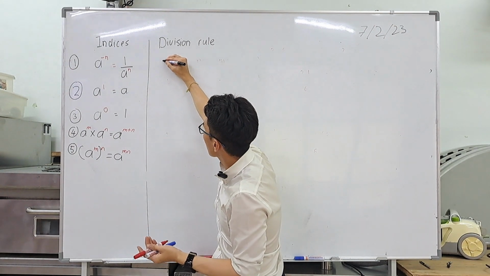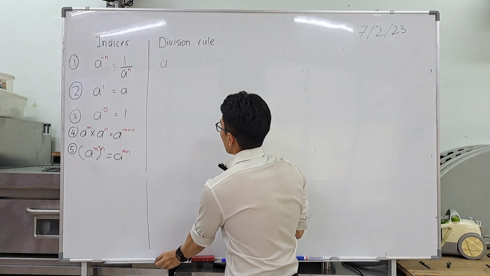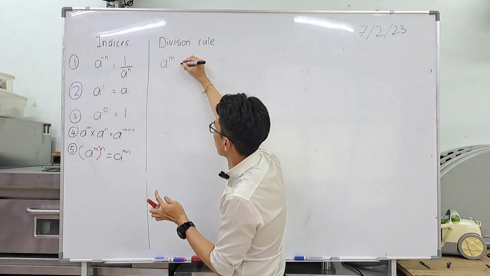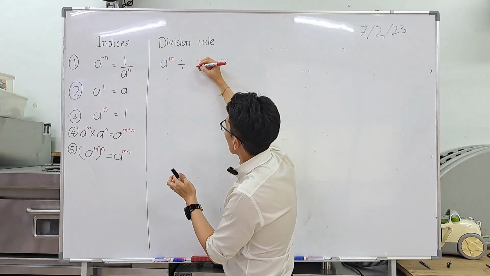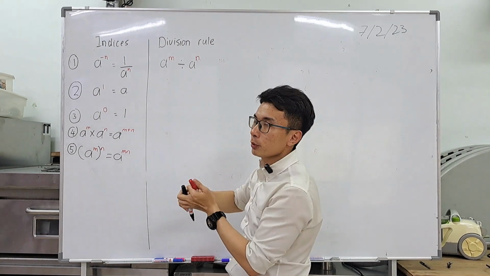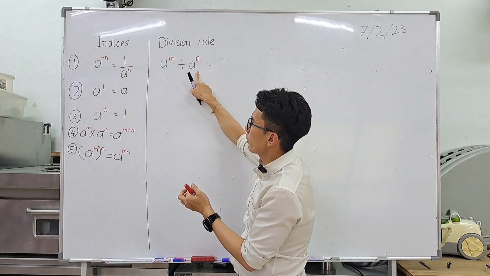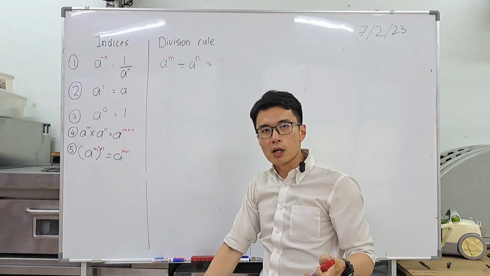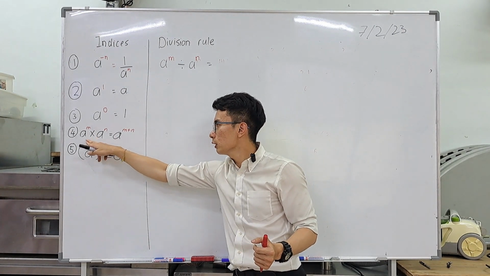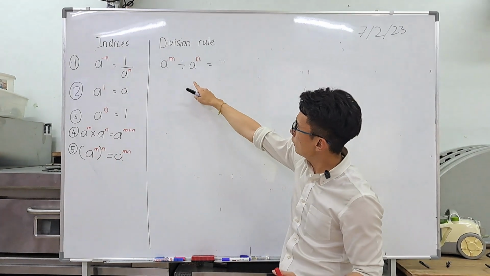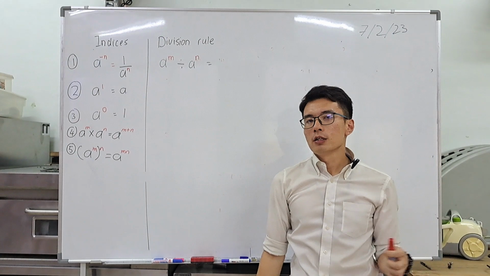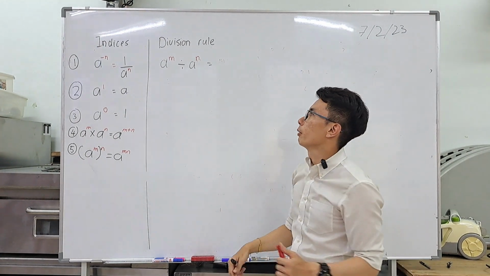I will write it as a to the power of m, and let's just say I am dividing this by a to the power of n. Now what will happen over here? If I have the same base and I'm dividing it, what can I do to the power? Very similar to multiplication. If I multiply the same base, I can add the power. Since this is a division operation, I can subtract the power.